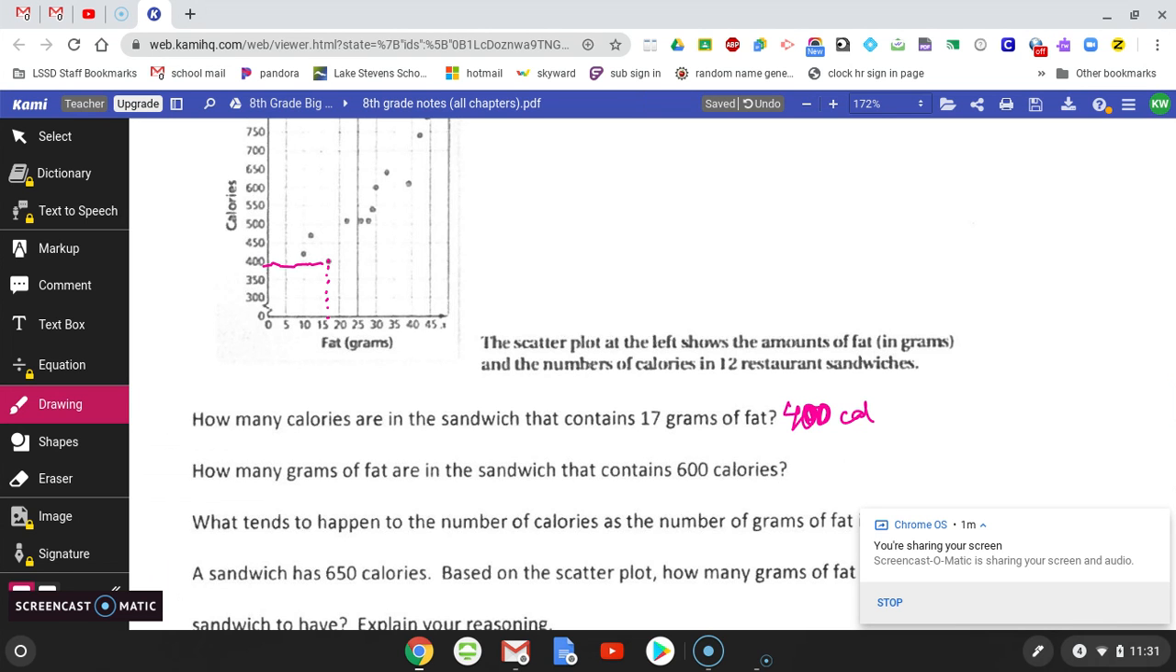Then it wants to know how many grams of fat are in a sandwich that contains 600 calories. So this time I'm going to start over on the 600 calories, and I'm going to trace over until I find the point, and then trace that point down, and I can see it has about 30 grams of fat.